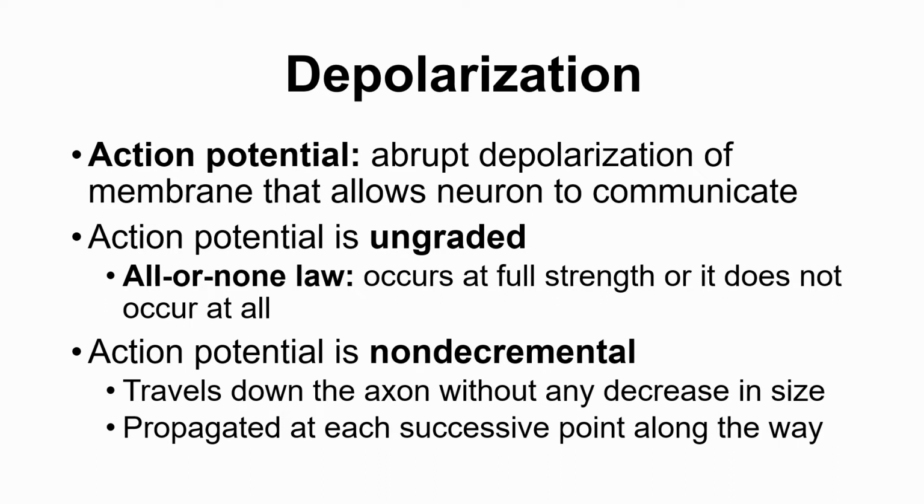And so we know that our action potentials are that abrupt depolarization of the membrane. It allows the neurons to communicate. That's that big upward peak. And we've said that our action potential is ungraded.